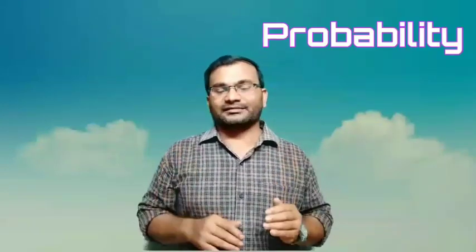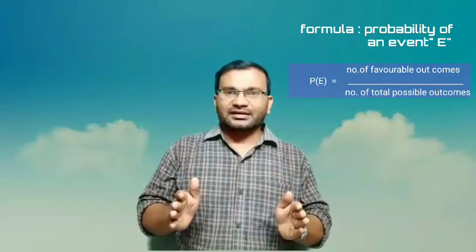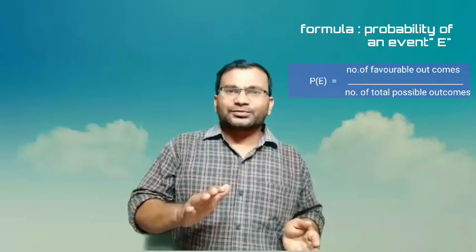Today in this video, we are going to discuss the topic probability. Already, we knew about probability in our 9th standard. We learned the formula for probability, that is P of E equal to number of favorable outcomes divided by number of total possible outcomes. In this chapter, in 10th class, it is not too different from 9th standard.